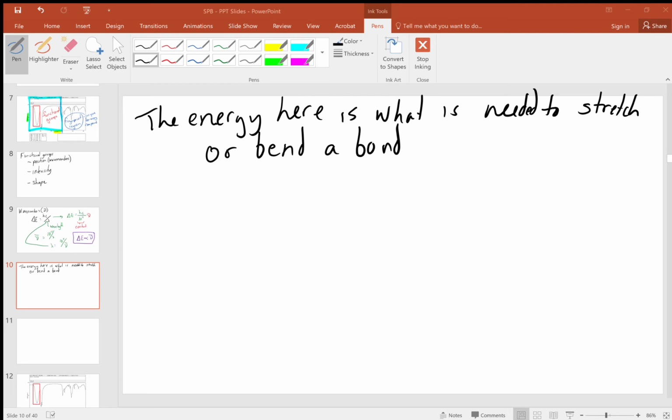So how low is it? Well, you could plug these values in and actually do the calculations, but I've done those for you already. And what do we get when we do those calculations? Well, we find that one wave number calculates out to about 2.86 calories per mole.